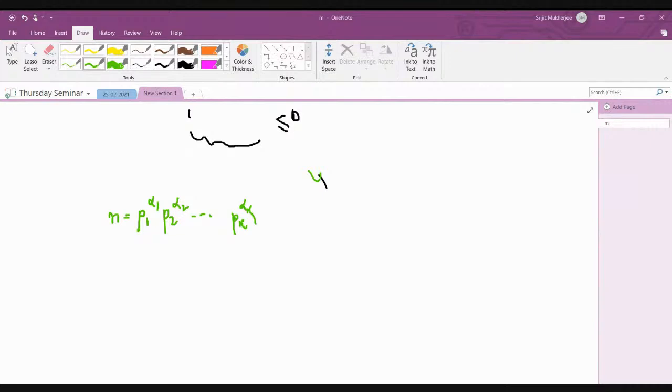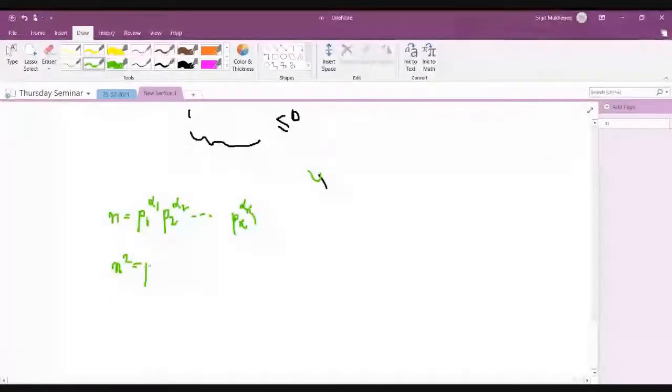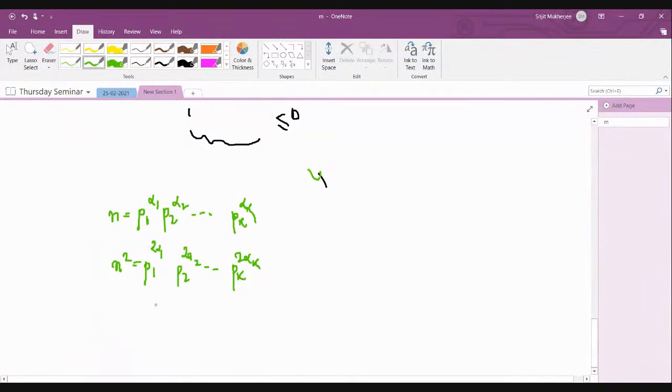So what we get over here is that n squared is equal to p1 to the power 2 alpha 1, p2 to the power 2 alpha 2, dot dot, pk to the power 2 alpha k. Okay, so the number of divisors will be what? Let's see. So now, what is the number of divisors?